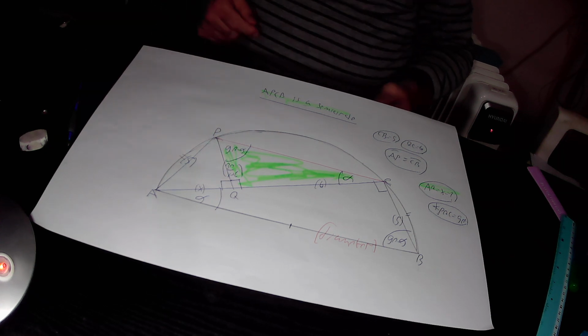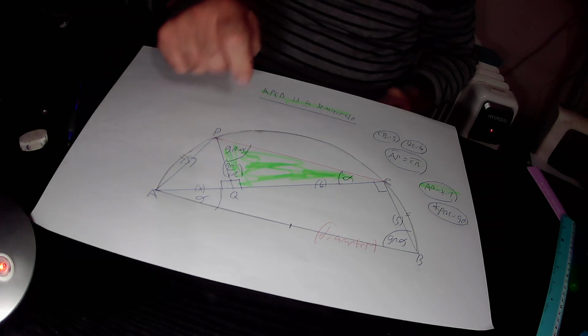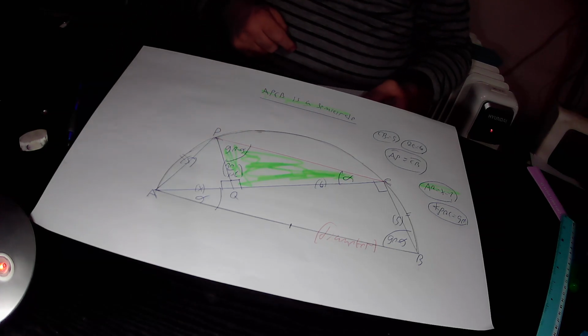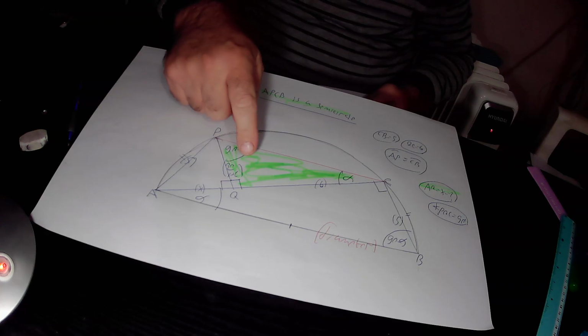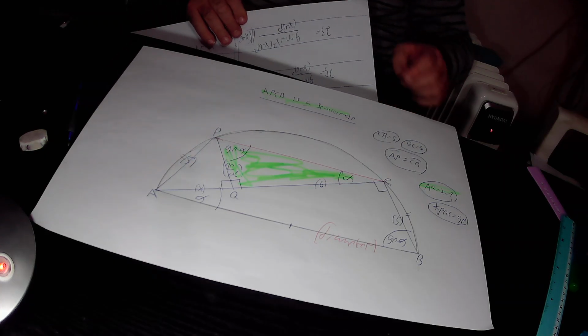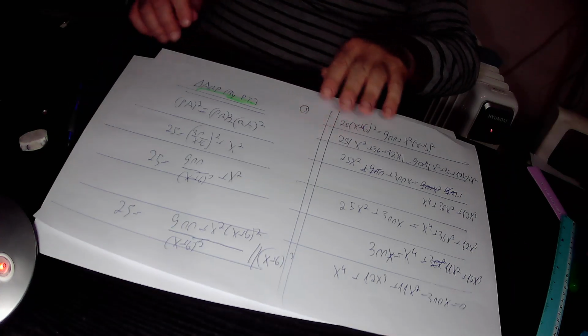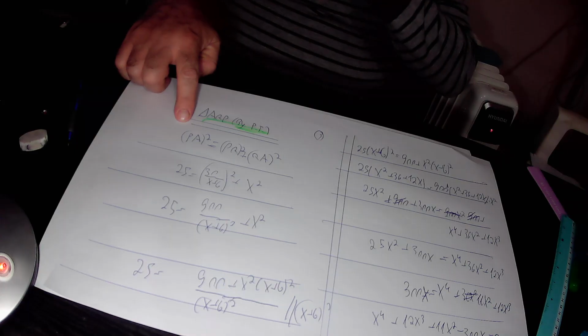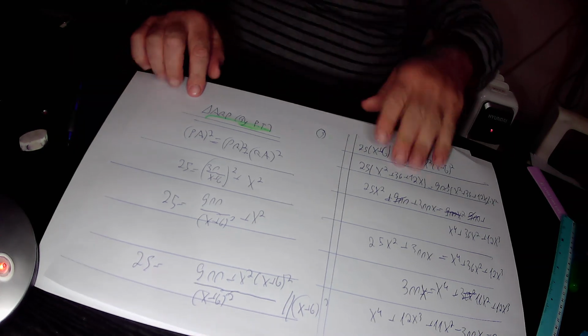So in the next step, we implement the Pythagoras theorem on this right triangle APQ. In the right small triangle APQ, according to the Pythagoras theorem, AP squared, this is the square of the hypotenuse, equals PQ squared plus QA squared.